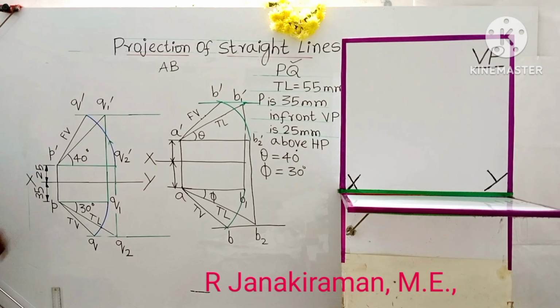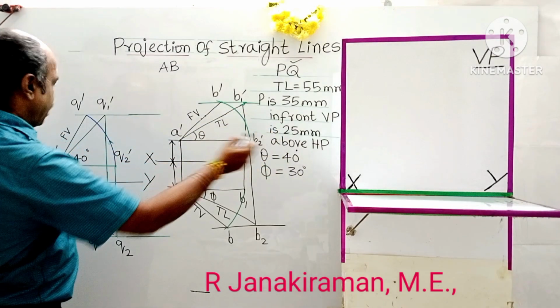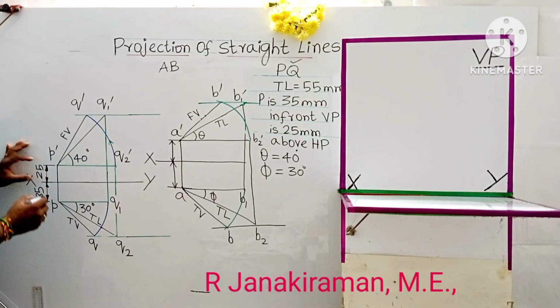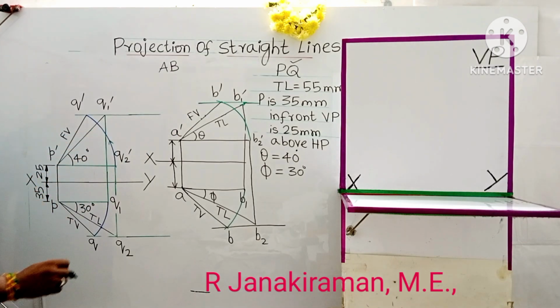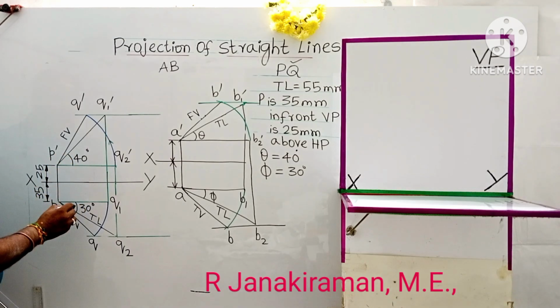So this is the final projection. So check whether the dimensions are marked or not. The location of point P is 25 mm above HP, this is above the XY line, and 35 mm in front of VP. The location of point P is located, and the true inclination with HP is 40 degree, coming above the XY line. 30 degree is the true inclination with VP, coming below the XY line.